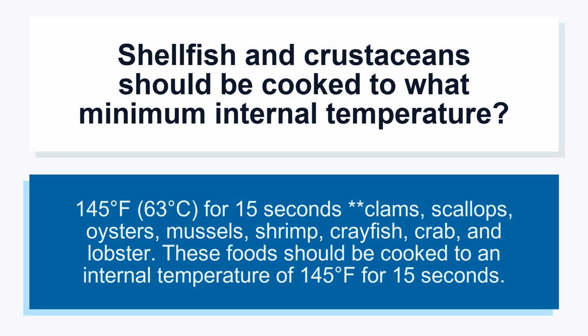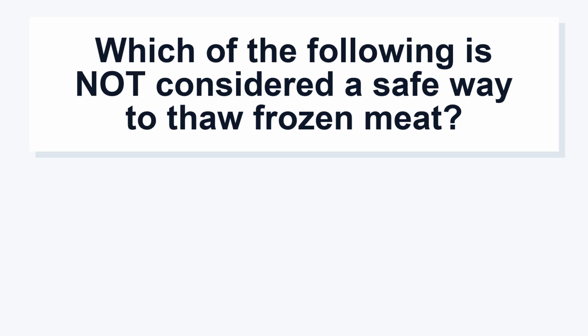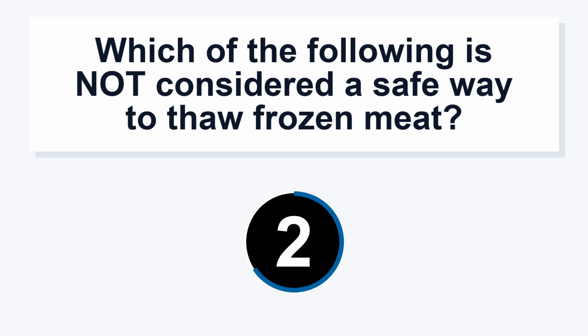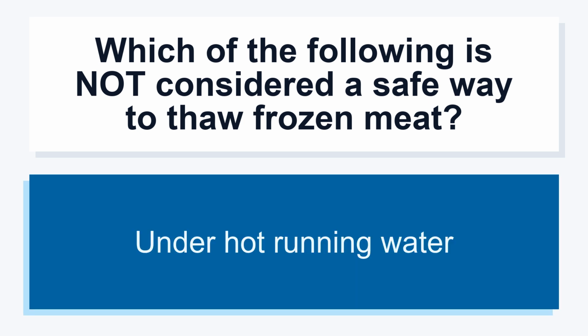145 degrees Fahrenheit, 63 degrees Celsius, for 15 seconds. Clams, scallops, oysters, mussels, shrimp, crayfish, crab, and lobster. These foods should be cooked to an internal temperature of 145 degrees Fahrenheit for 15 seconds. Which of the following is not considered a safe way to thaw frozen meat? Under hot running water.